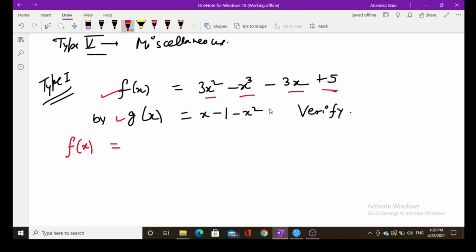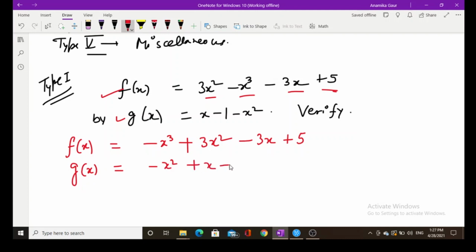In decreasing order. So the highest power is x raised to the power 3, and then we have 3x square minus 3x plus 5. This is the standard form of f(x). Similarly, the standard form of g(x) is minus x square plus x minus 1. These are the standard forms of the polynomials. We should always first arrange any polynomial in a standard form, and after that we should proceed for calculation.